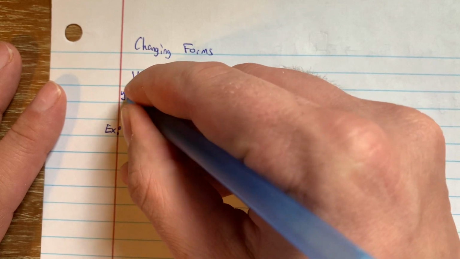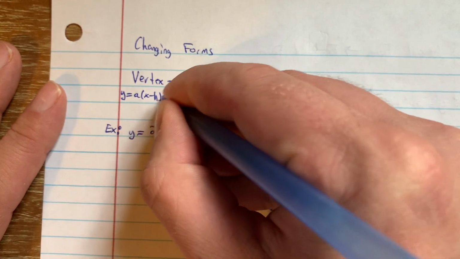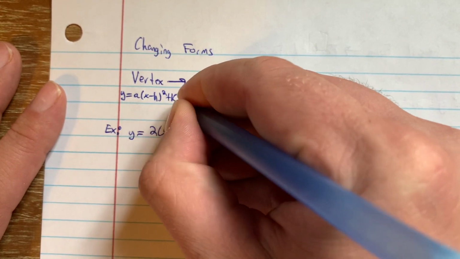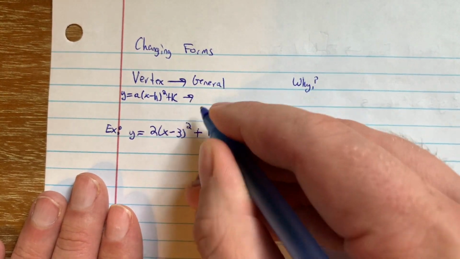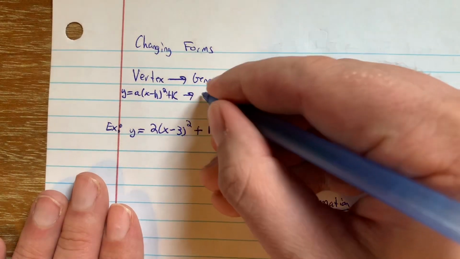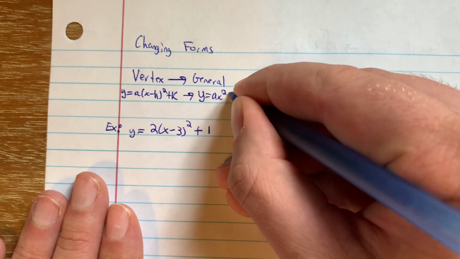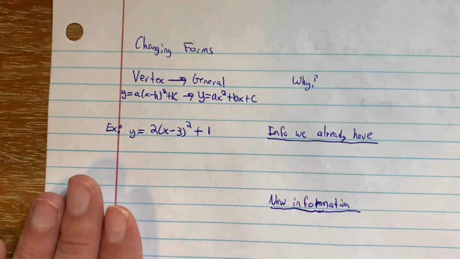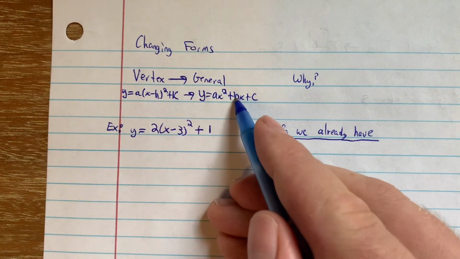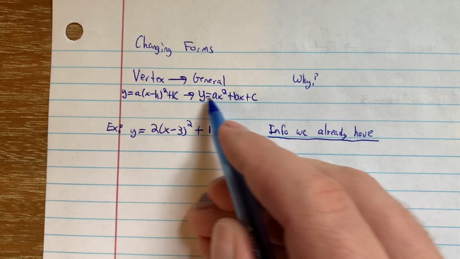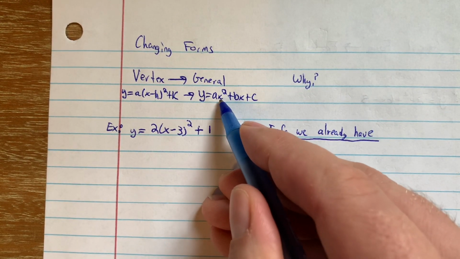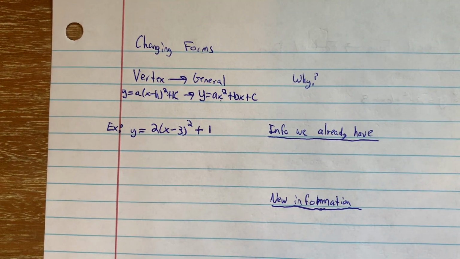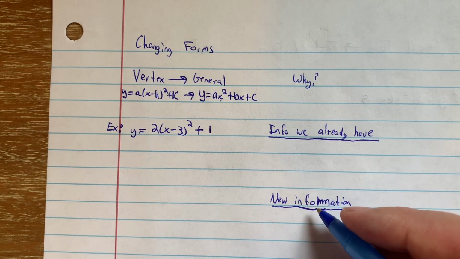And hopefully you know that vertex form is a times x minus h squared plus k. And we're going to change it to general form. Which one is general form? Well, that's y equals ax squared plus bx plus c. Now, why might we want to change from vertex to general form? Well, I guess the question becomes, what is general form good for that vertex form is not good for? And I can think of two pretty good reasons.